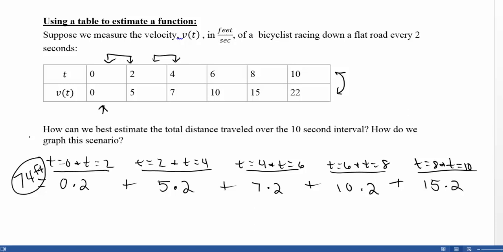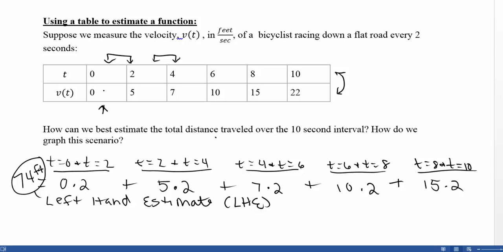So it turns out that what we did is called a left-hand estimate. So 74 is a left-hand estimate. Now, you can imagine why it's called that, right? Because we always pick the rate on the left of the two rates. So there was no reason whatsoever that we couldn't have done the same thing, but used the right hand rate for each estimate. So let's go ahead and see what happens if we do that.